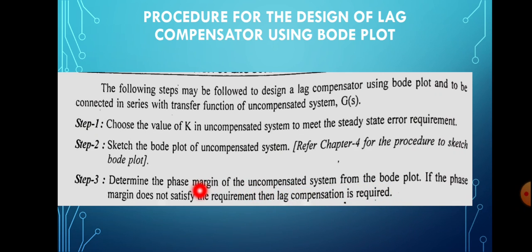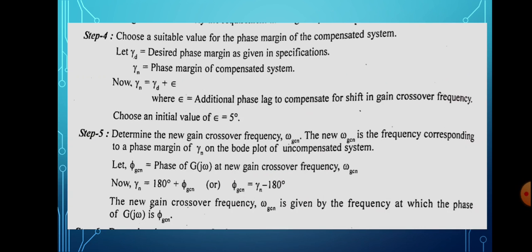You will get a phase margin from this step. In the question, you have to attain a particular phase margin. You have to verify whether your phase margin is equal to the phase margin given in the question. If it is not satisfied, then you have to go for lag compensation. From the next step onwards, you will know how to design a lag compensator. First of all, you have to choose a suitable value for the phase margin of the compensated system.